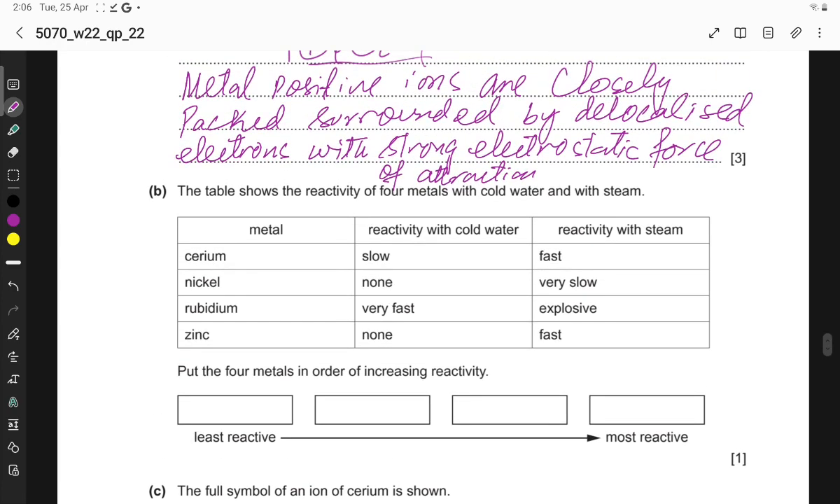Cerium. Now the table shows the reactivity of four metals with cold water and with steam. Cerium's reaction with cold water is slow, and with steam it is fast. Nickel has no reaction with cold water and a very slow one with steam, so cerium is more reactive than nickel. Rubidium is very fast, so rubidium is more reactive than cerium and explosive. Zinc has none with cold water, fast with steam.